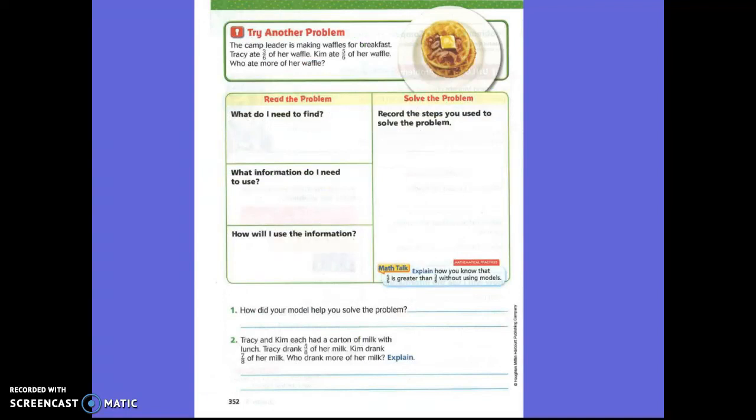Let's read the story. The camp leader is making waffles for breakfast. Gracie ate 3/6 of her waffle. Kim ate 5/6 of her waffle. Who ate more of her waffle? Okay, what are we trying to find? Everybody? Who ate more of her waffle? Write that down.